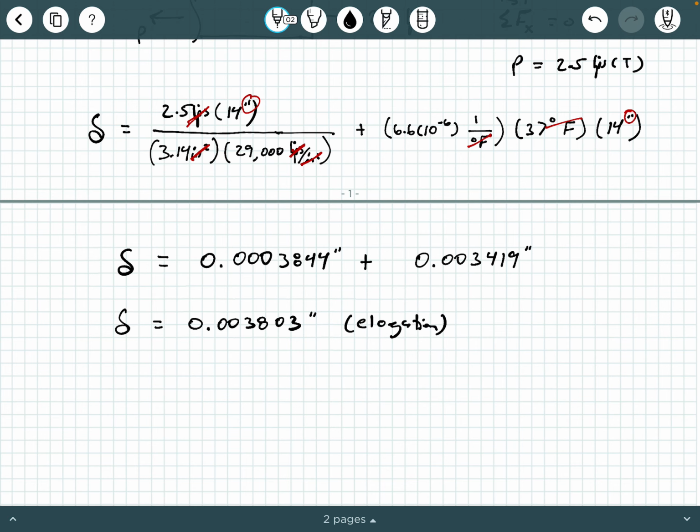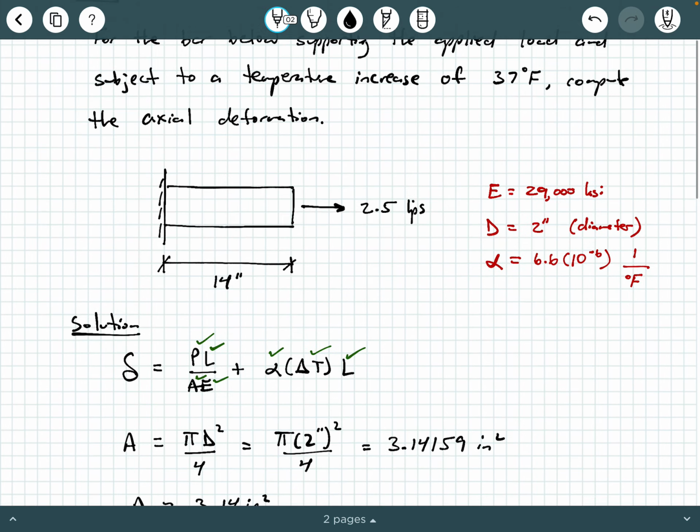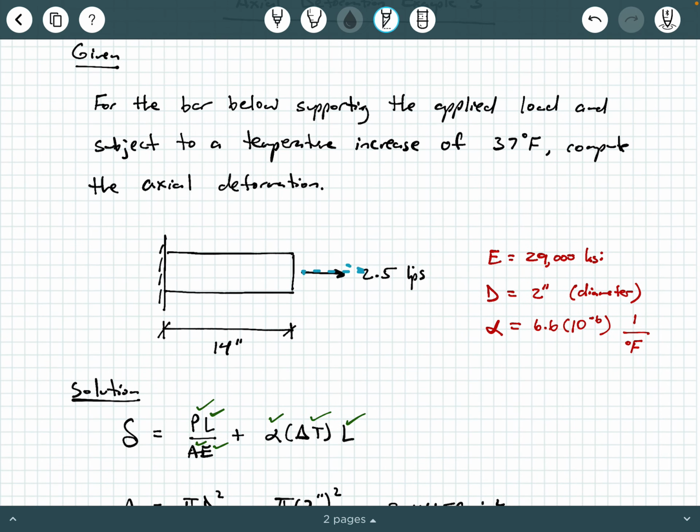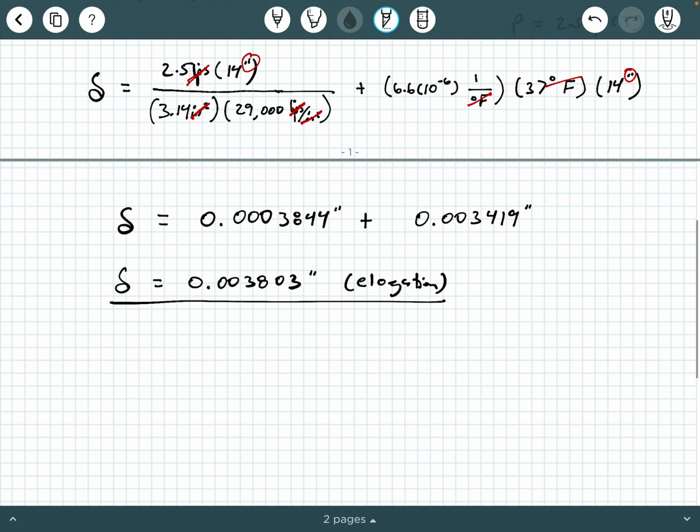And we know that that's going to be an elongation because that applied load of 2.5 kips is causing this thing to stretch. This is going to stretch out. And then whenever you have an increase in temperature, if you just look at our governing formula, a positive or increase in temperature generally would cause an expansion of your material. So one thing to note here is that if you just look at these two values, which one of these values is actually causing more deformation? Well, the thermal effects, okay?